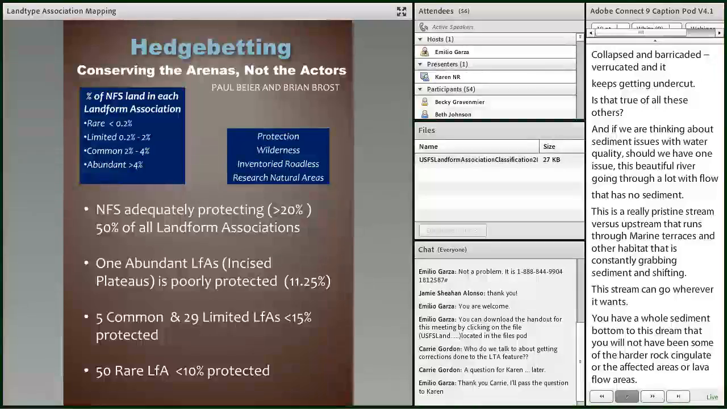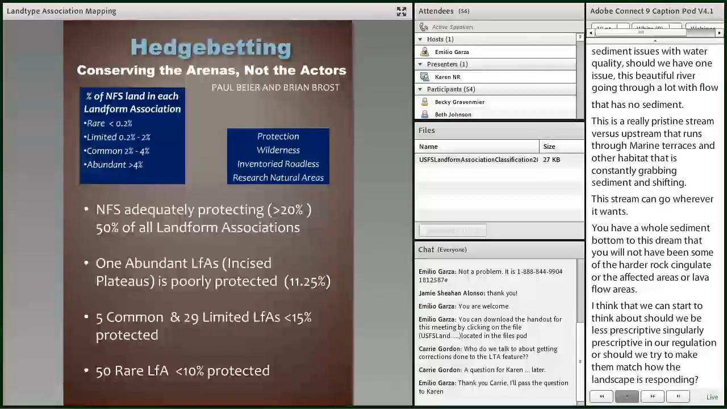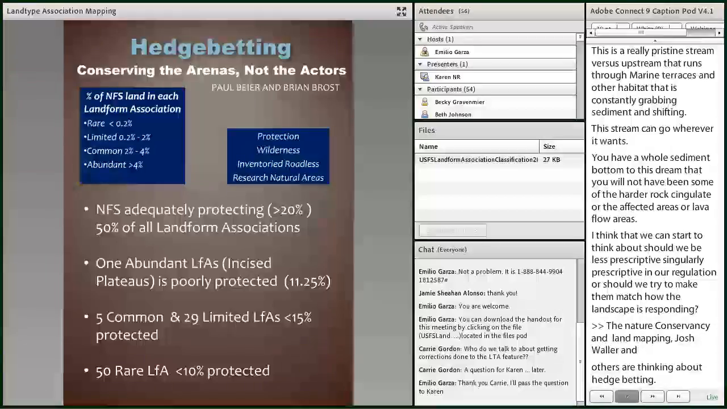So the Nature Conservancy with their land facet mapping, and Josh Lawler, who has also worked on that process, people are thinking about what they call hedge betting, like making sure that you conserve some of these unique features. Not particularly because of the vegetation that's on them now, because these geophysical features will evolve differently. They'll change differently. And so if we can preserve each of them, we have an opportunity to learn about that particular system and how it responds to climate change, for instance.